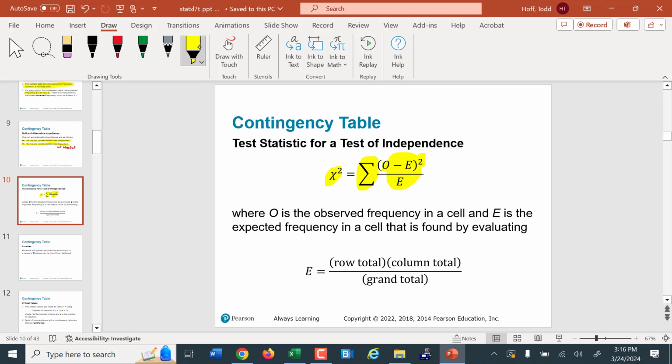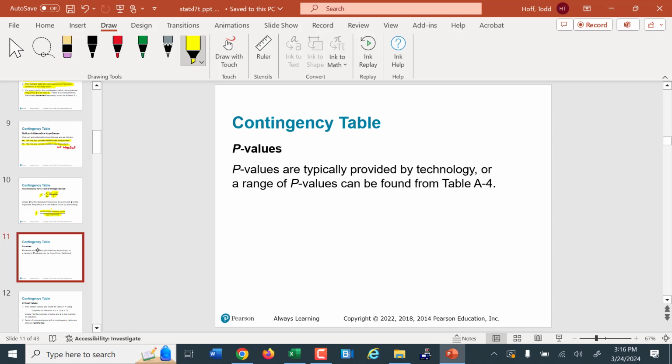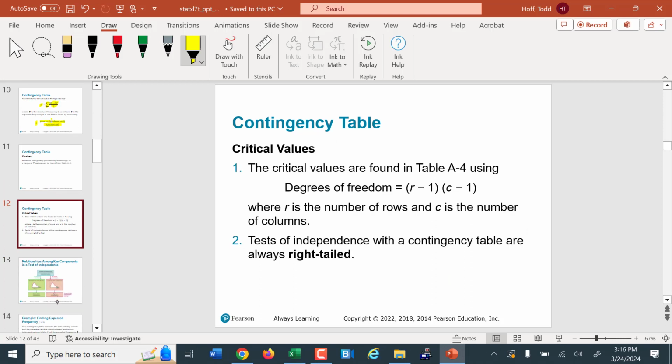Now, we had mentioned we have to do a little more work to find the expected value. To get an expected value for each given position in the table, we take the row total for that row of the table and the column total for that column of the table. We're going to multiply those together and then divide that product by the grand total in the table. P-values can be found in our table A4 or from technology. Critical values can be found from that table A4. We still need degrees of freedom. So the degrees of freedom is going to be the number of rows minus 1 times the number of columns minus 1. And of course, it's always a right-tailed test when we're dealing with chi-squared.